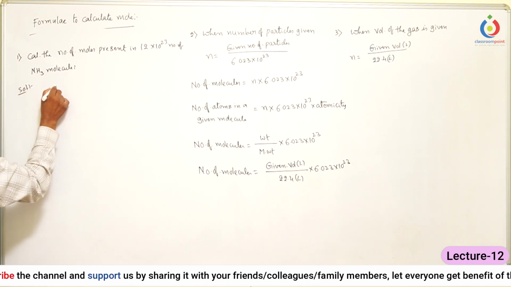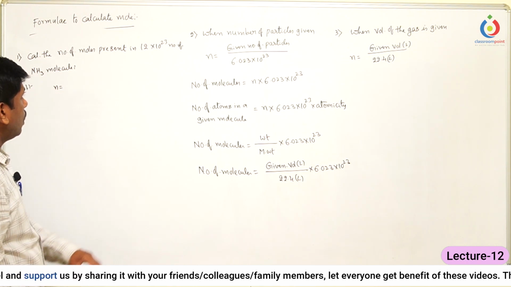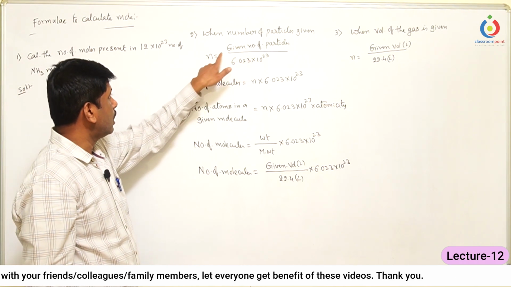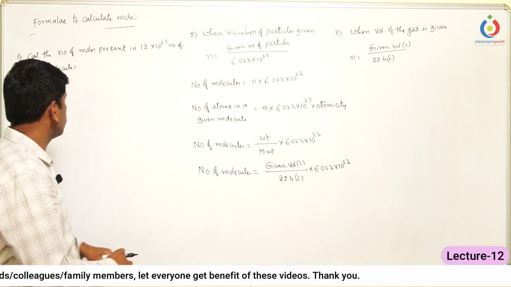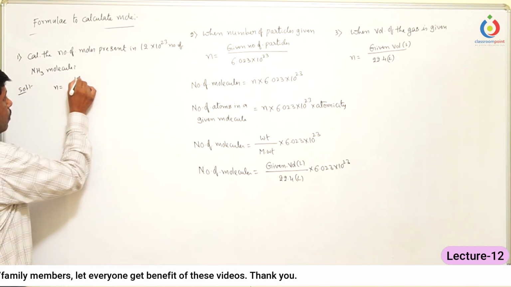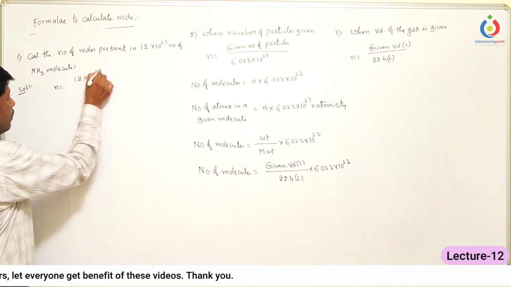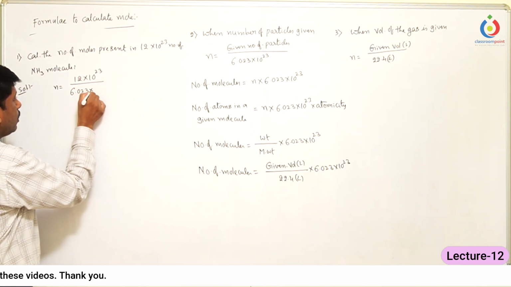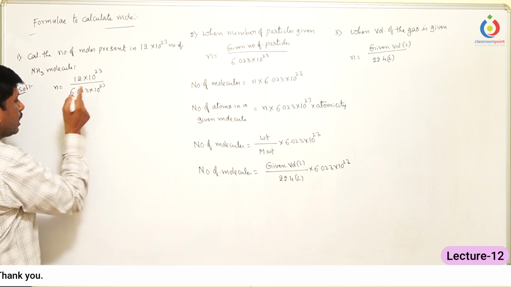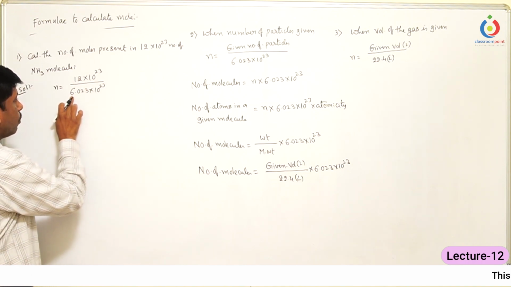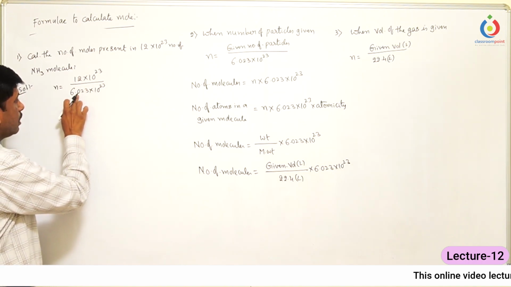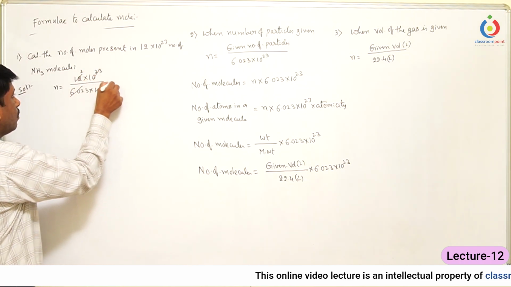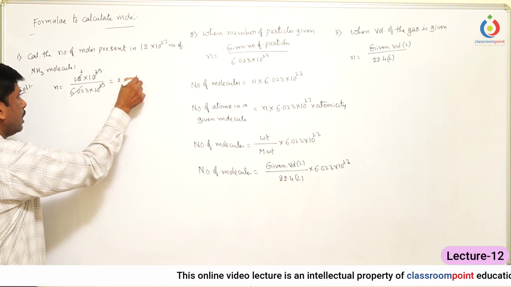So the solution for this is n. Number is already given, asking the mole. This formula is helpful for us. Given number 12 into 10 power 23 divided by Avogadro's number 6.023 into 10 power 23. You take the approximate value. If you make it a round figure, it gives automatically 6, because you can neglect the decimals. So it goes 2 times, this cancels out. So the answer is nearly 2 moles.